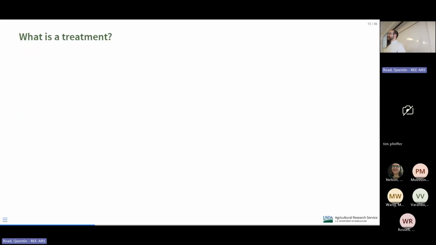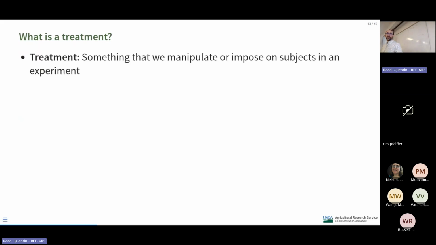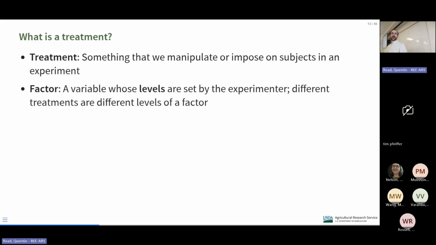What's a treatment? Can anyone throw out a definition of treatment? Okay, yeah. Not only is it a specific condition, it is a condition that we manipulate or impose on individuals in an experiment. It's called treatment, kind of a term from the medical realm. You're treating a patient with a drug, but we call everything treatment regardless of field.